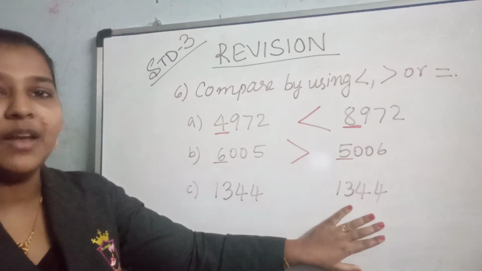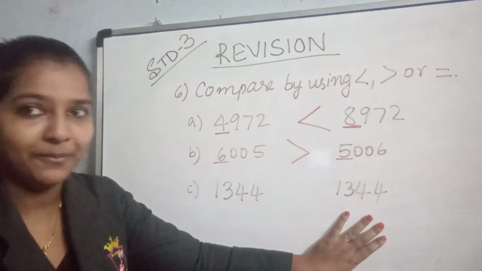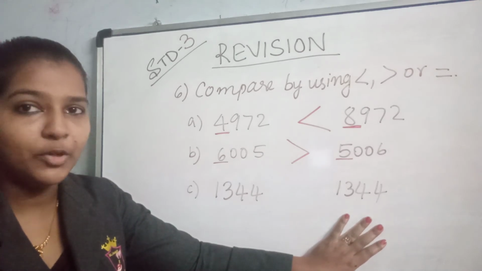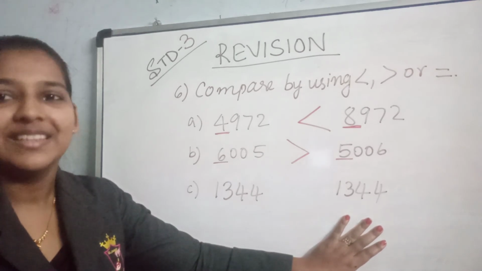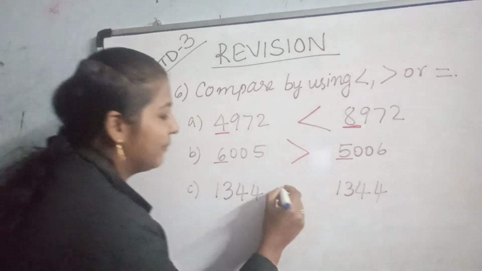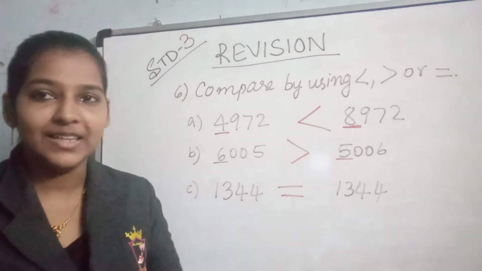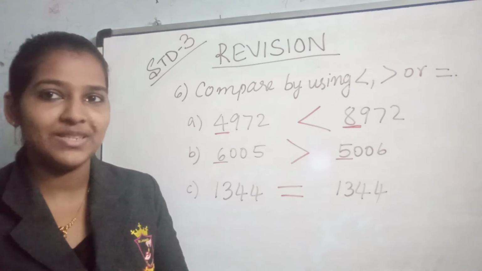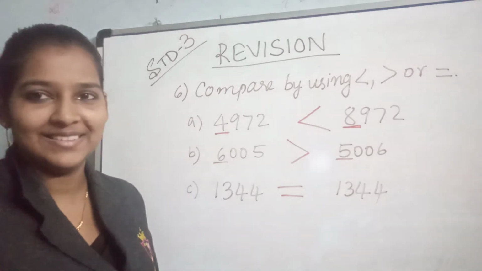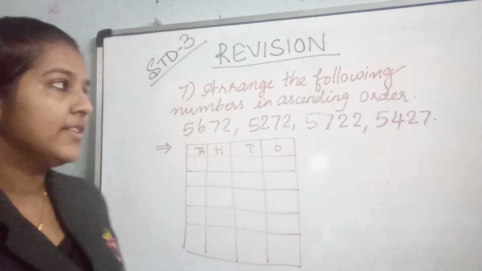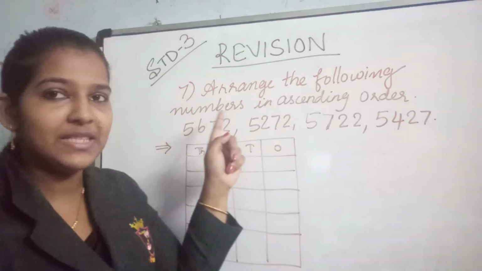Okay. Now, the next one. 1344. Here you can understand both numbers are the same. So which symbol can we put between these two numbers? Yes, the equal to symbol. So put the equal to symbol. Okay children, clear? So study the comparison questions also very well. Children, next question, question number 7.